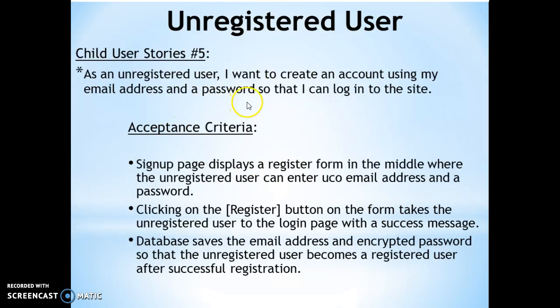As an unregistered user, I want to create an account using my email address and a password so that I can log into the site. Sign up page displays a register form in the middle where the unregistered user can enter UCO email address and a password. Clicking on the register button on the form takes the unregistered user to the login page with a success message. Database saves the email address and encrypted password so that the unregistered user becomes a registered user after successful registration.